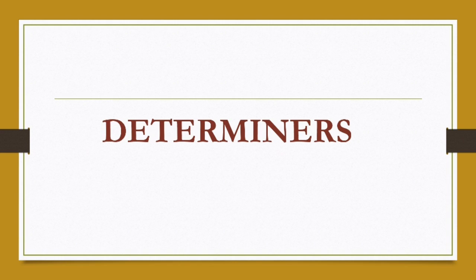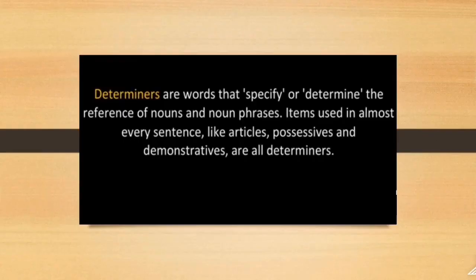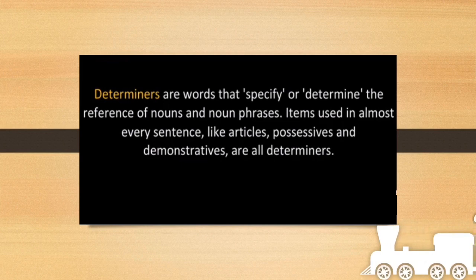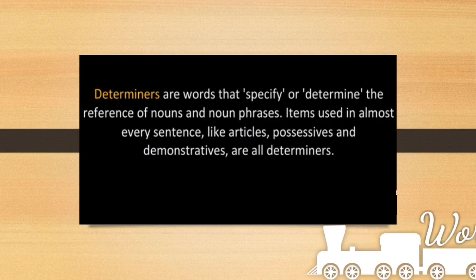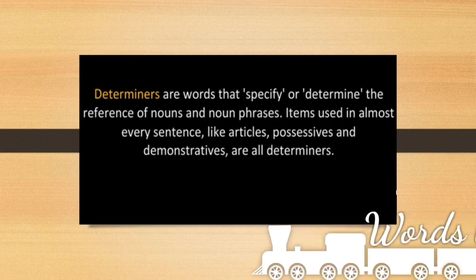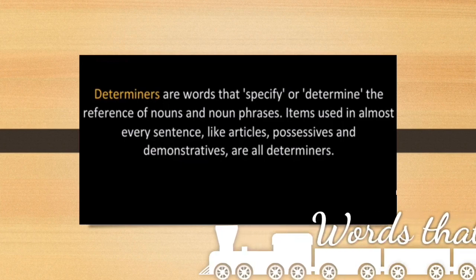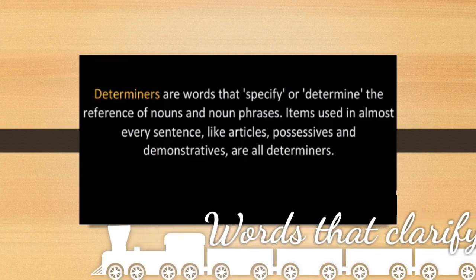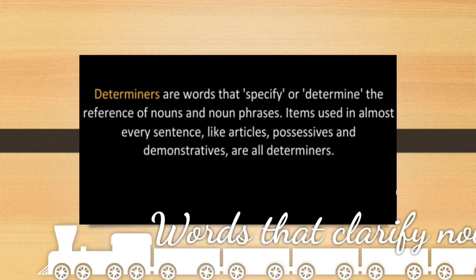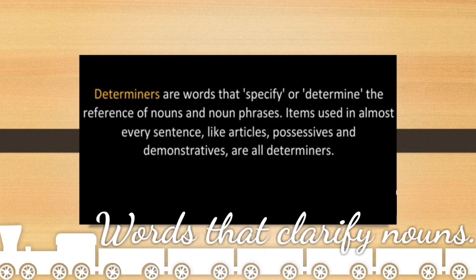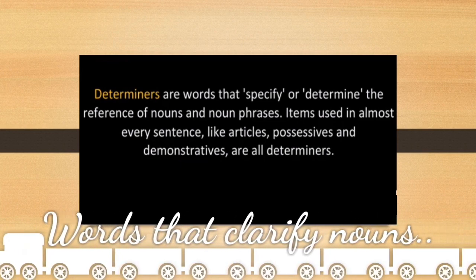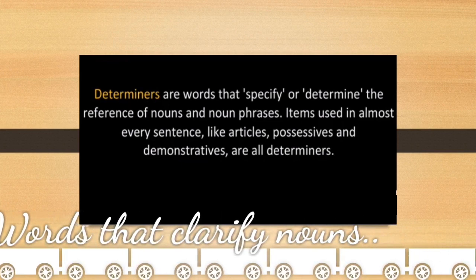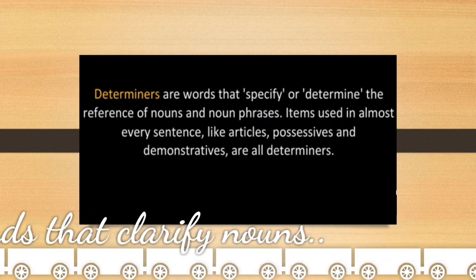So, students, today we are starting with another topic of grammar, that is determiners. Students, first of all, let us see the meaning of determiners. Determiners are words that specify or determine the reference of nouns and noun phrases. Basically, students, determiners are the words which are used to clarify a noun or noun phrase. Just to give the clarification about a noun, they are used to introduce a noun. Okay, they just specify or determine the reference of nouns and noun phrases.